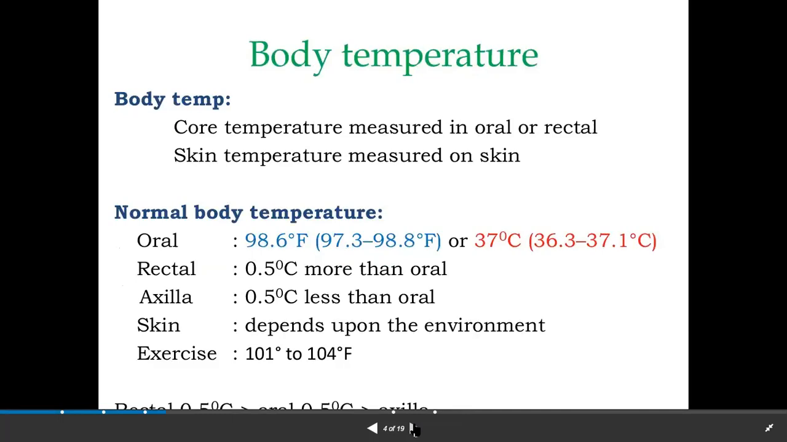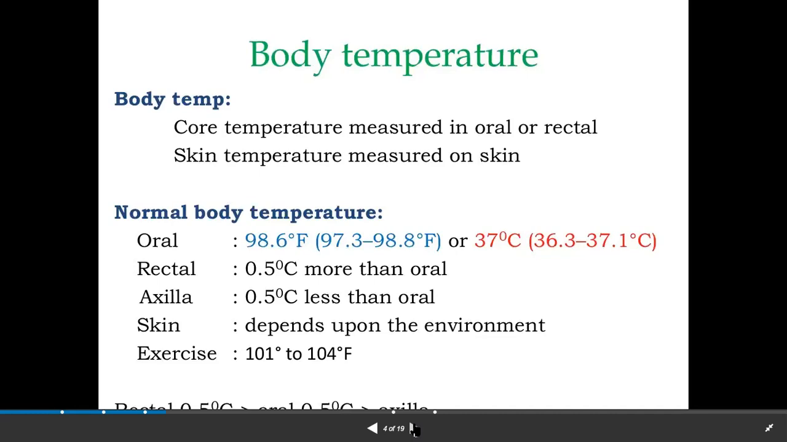The normal body temperature, or the core temperature, is measured in the oral cavity, in your mouth, or in the rectal region, in the anus. You can also measure your temperature on your skin. You put the thermometer in your axilla, in your armpit, or in the oral cavity, or in the rectal region, and you can measure the temperature. But each region gives you a different temperature value, okay?